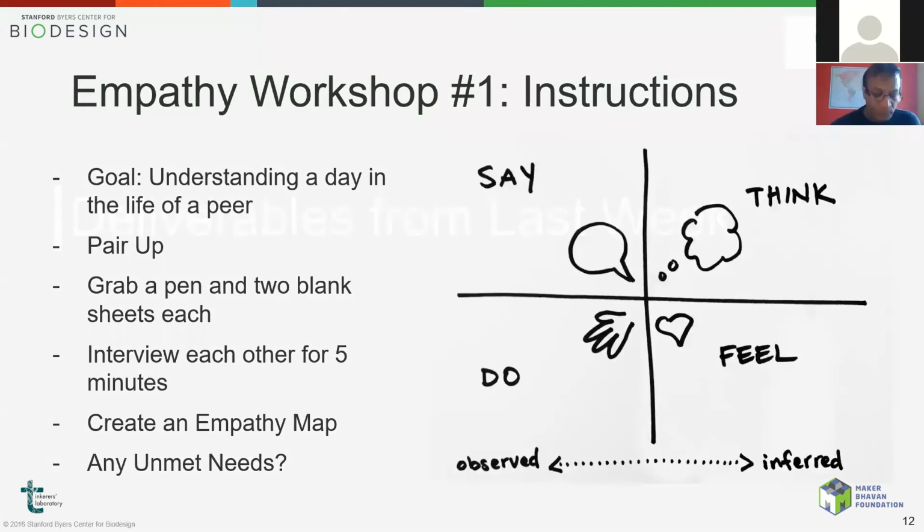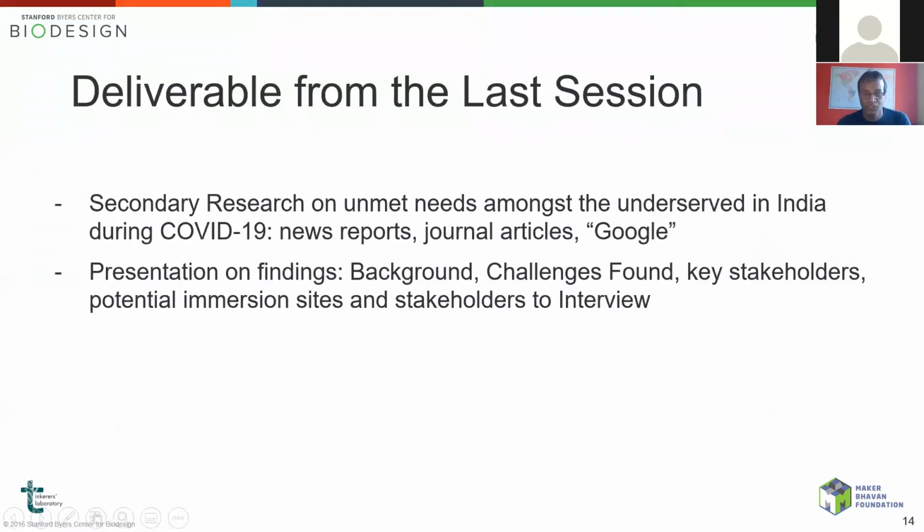Okay. So the deliverables from last week, which is what I'm going to ask you to do in the breakout session that we are about to start: I wanted you to do secondary research on unmet needs amongst the underserved in India during COVID-19. I suggested using Google, news reports, journal articles, videos, social media. You could go to a lot of different sources. I wanted you to present the findings in this meeting, but I suspect a lot of you did not get a chance to connect with your teams. So we've changed today's structure to do a breakout session up front, where you can meet with the team and do some of this work that needs to be done.